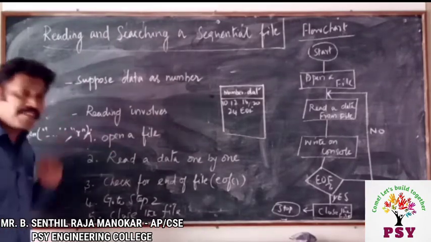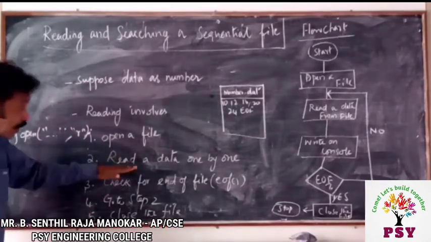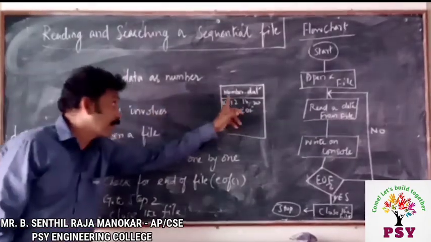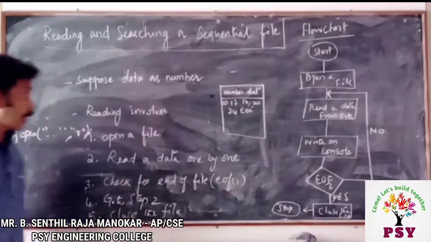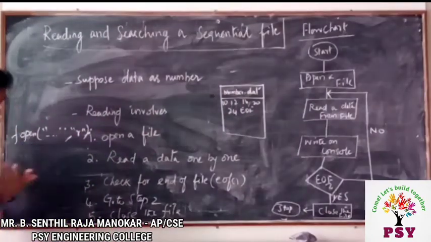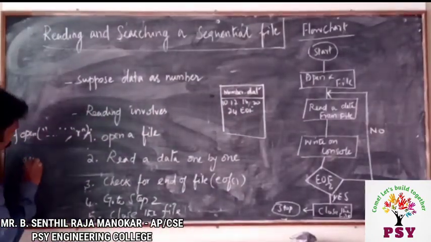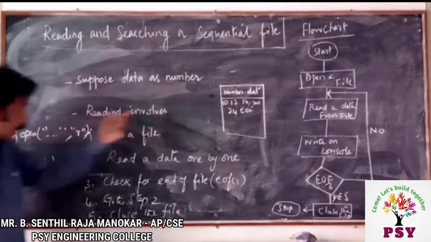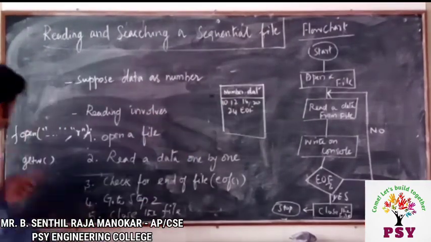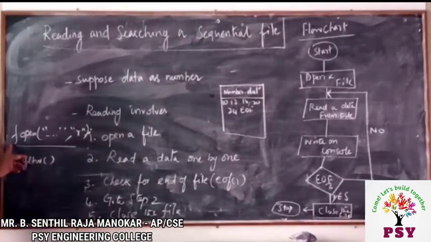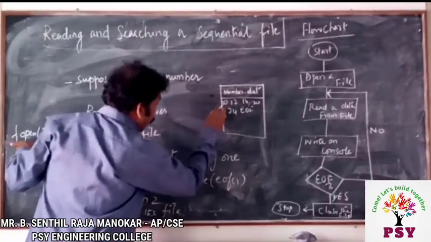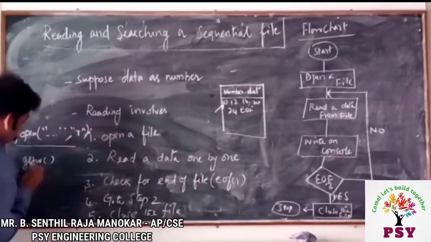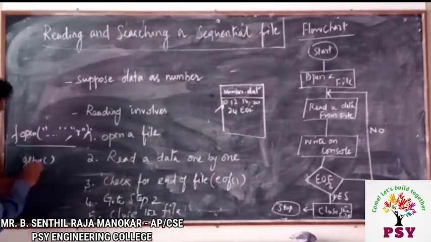We have to open a file. Then we have to read the data one by one with the help of this file. The name of the file is number.dat. How to read? We have one important operation, that is getw. Using this function, we get the data one by one. Once you have this operation, automatically the pointer will be at the first value. Then it gets the value through getw. This is a file operation.